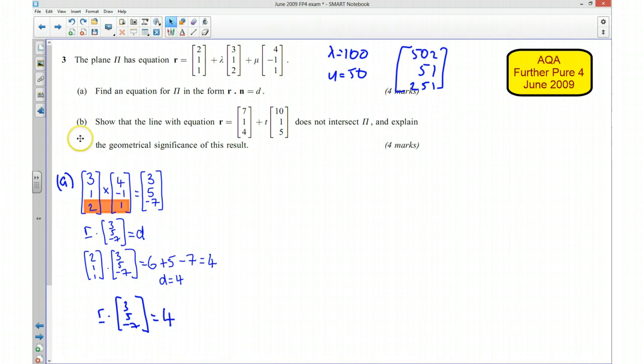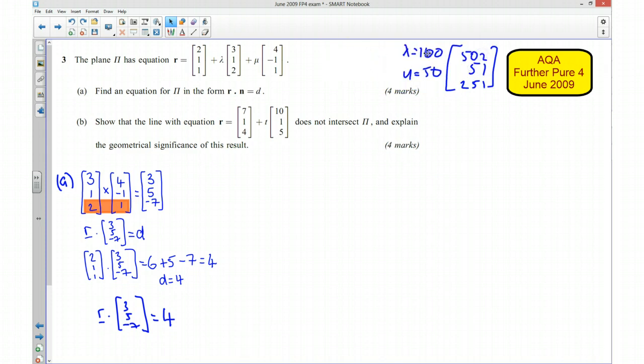Okay, part B says, show that the line with equation this here does not intersect with pi, and explain the geometrical significance of this result. So our first task here is to show that it does not intersect with our plane.